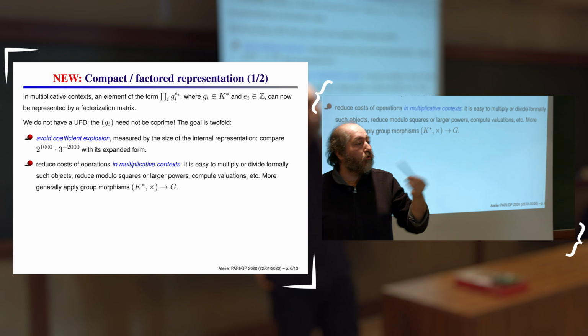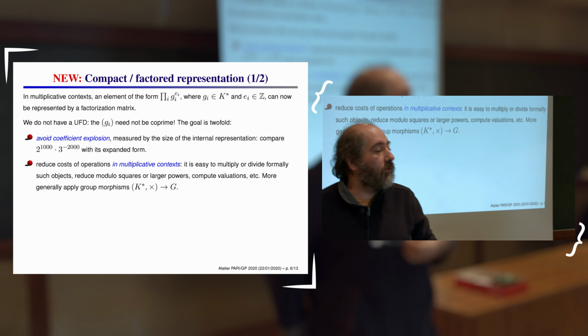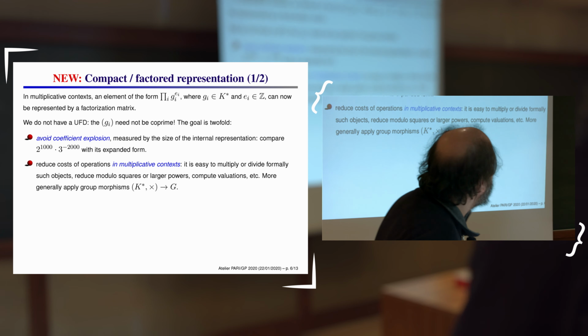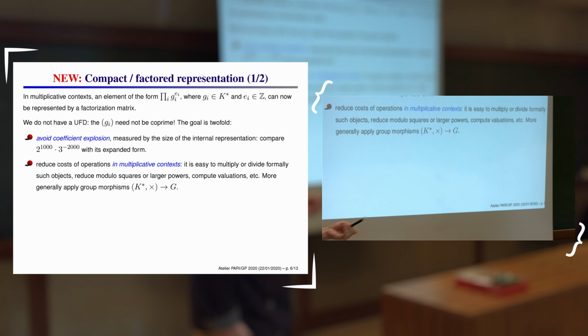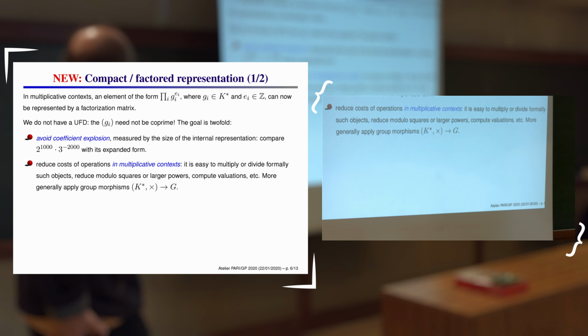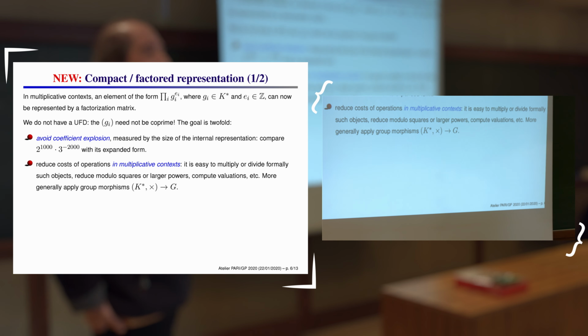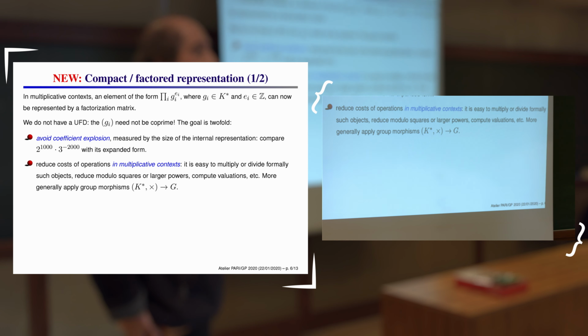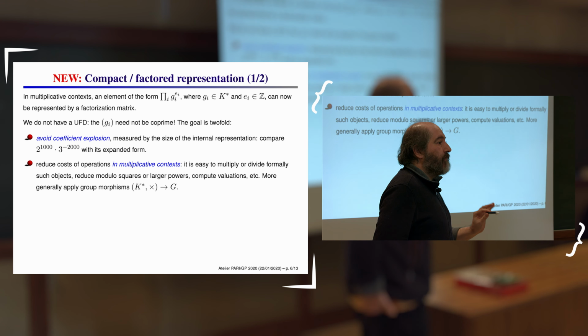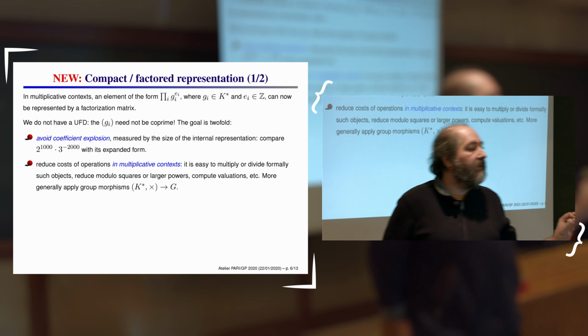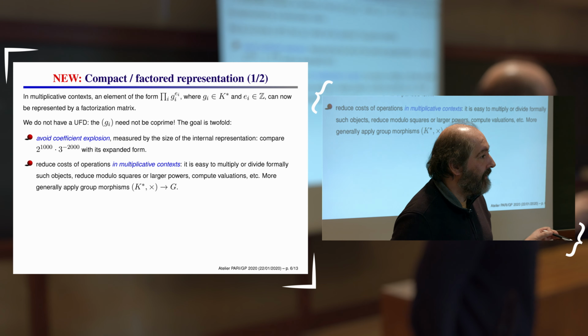A factorization matrix is a two-column matrix. The first column contains the GI. The second column contains the EI. So this is an internal representation without really any mathematical content. Of course, we don't turn anything into a UFD. We don't have unique factorization at all. The GI need not be coprime in any way. In particular, testing for triviality or equality is very hard.